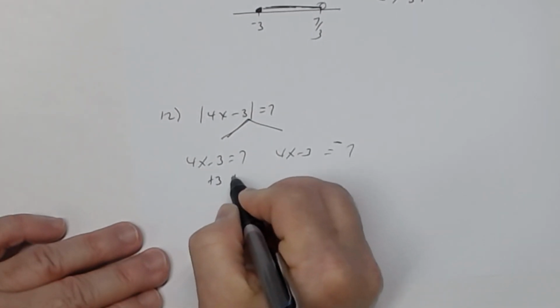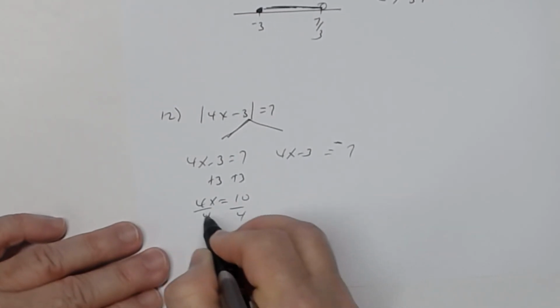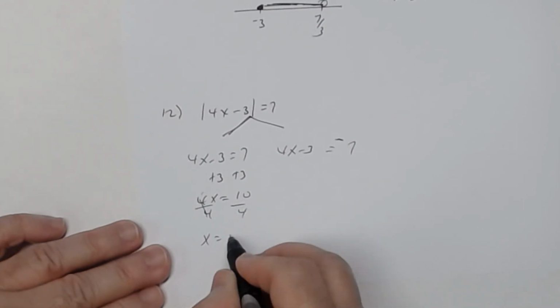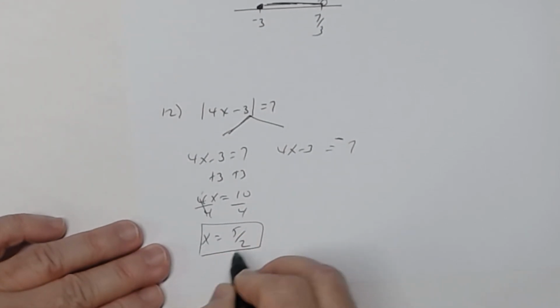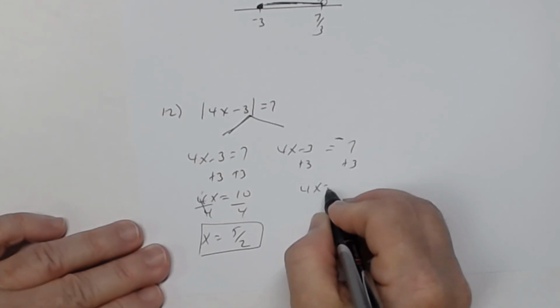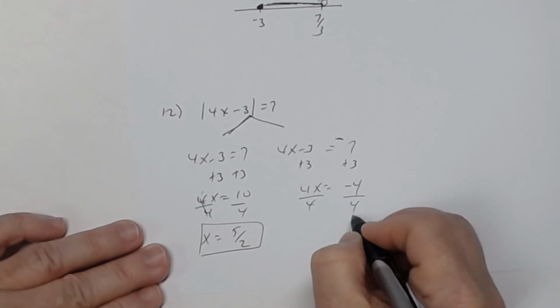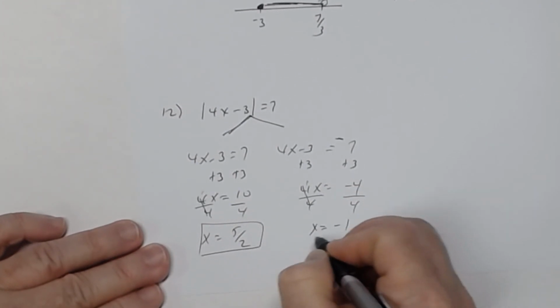So we're going to add 3 to both sides. So you get 4x equal 10. Divide both sides by 4. I get x to be 5/2. Over here, add 3 to both sides. I get 4x equal -7 plus 3, which is -4. Divide both sides by 4. I get x to be -1.